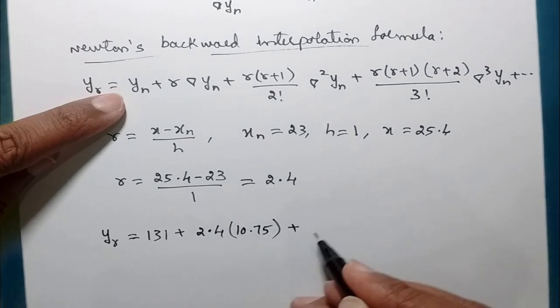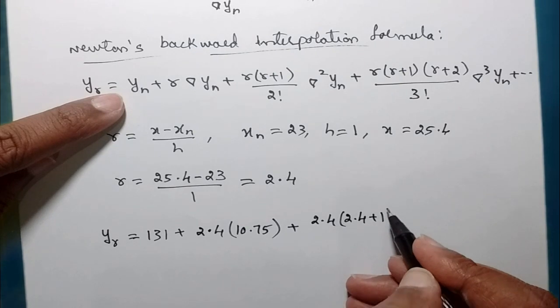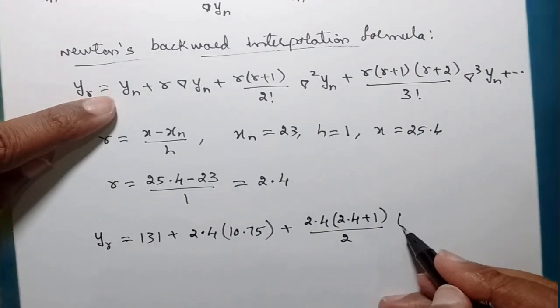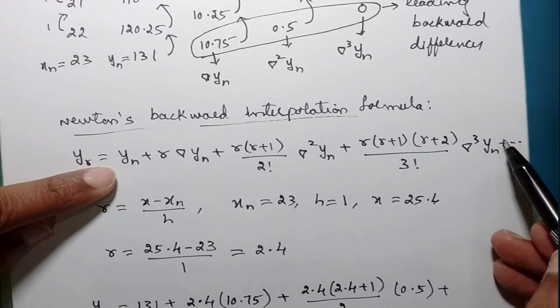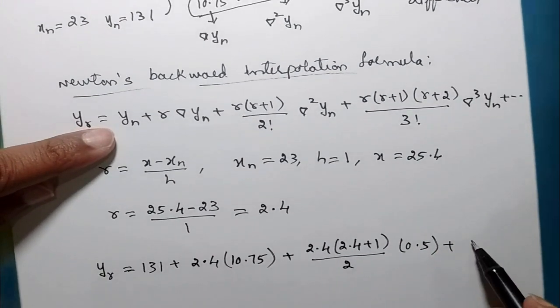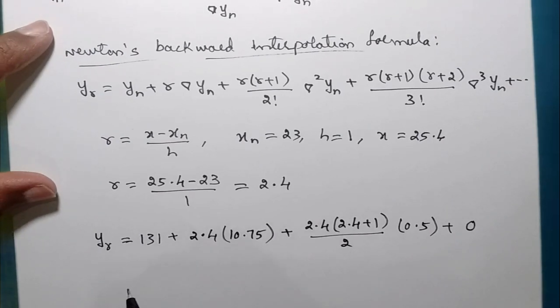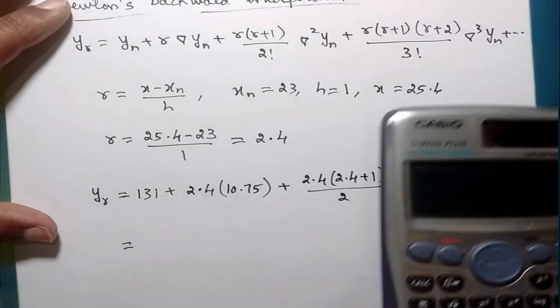10.75 plus R value is 2.4 into 2.4 plus 1 divided by 2 factorial is 2 into nabla square YN value is 0.5 plus this nabla cube YN value is how much? 0. So 0 into anything will be what? 0 itself. So you need not write that term. Now you can just use the calculator and evaluate this value. So you just use the calculator.